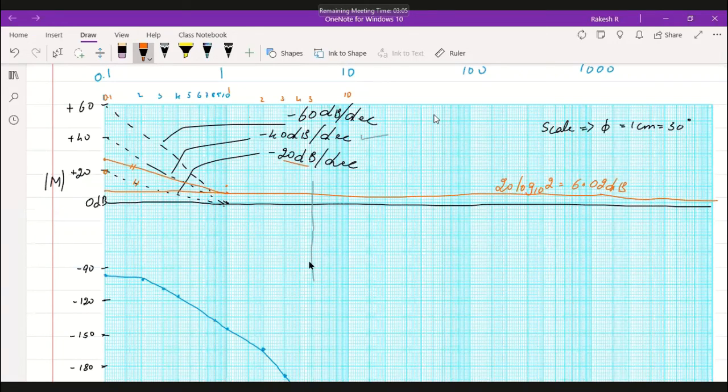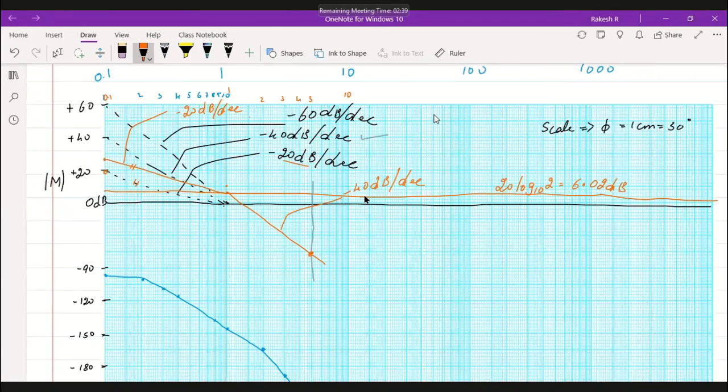That means till here you need to stop. What is this? This is minus 20 dB per decade. Now this is minus 40 dB per decade line. Right? Got this one? Any doubts? No. Now we shall go with the next one.